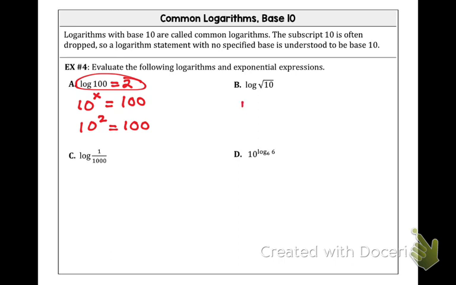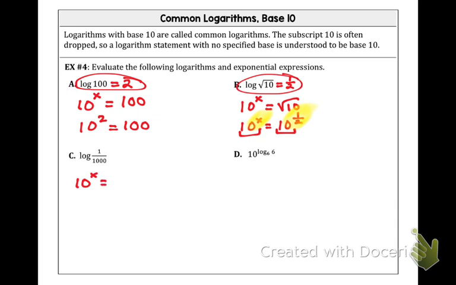For B, 10 to what power is the square root of 10? Well, let's change that. So 10 to what power is 10 to the 1/2? Well, since I have like bases, I can set my exponents equal to each other. So x has to equal 1/2, so this whole thing would equal 1/2.